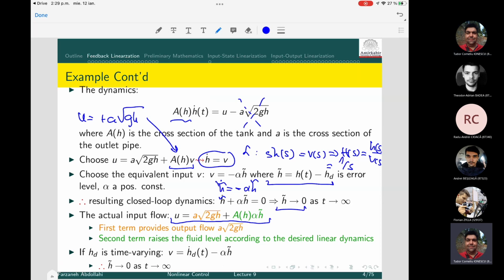Okay. They say here, if the desired level is also time varying, because you need not necessarily ask for a constant level, but a time varying level, then the input V has this form, and it's still stable. Okay, so this is a simple example of the power of the feedback linearization technique. This is how you want to do it.